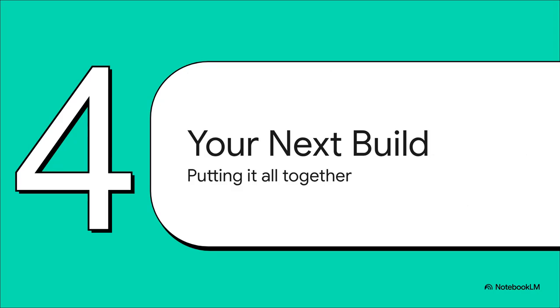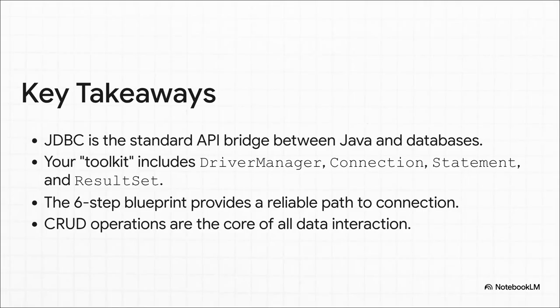Phew, we've covered a lot of ground. The theory, the tools, the basic operations. Now let's put it all together and talk about the key things you need to remember for your next project. So let's recap the big stuff. 1, JDBC is your standard API bridge between Java and your database. 2, your core toolkit is always going to be the driver manager, connection, statement, and result set. 3, always follow that 6-step blueprint, and especially remember to close your connection. And 4, pretty much everything boils down to create, read, update, or delete.